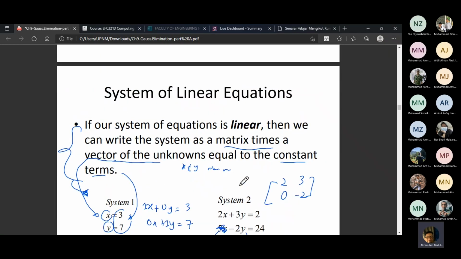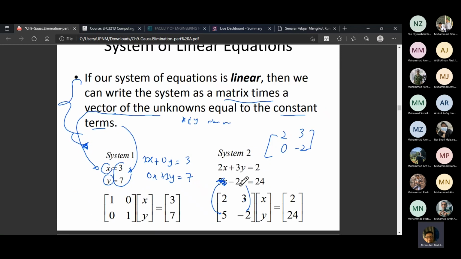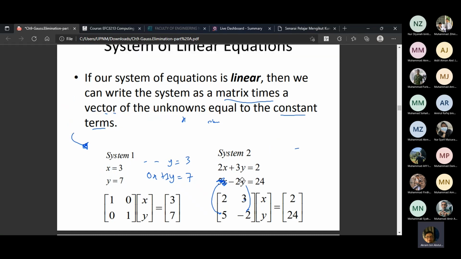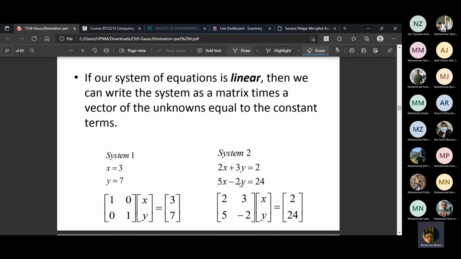Okay. System of linear equation. If our system of equation is linear, then we can write the system as a matrix times a vector of the unknowns equal to the constant terms. Okay, so kalau kamu ada sesuatu system of linear equation, apa kita boleh buat? Kita boleh tulis dia dalam bentuk matrix.